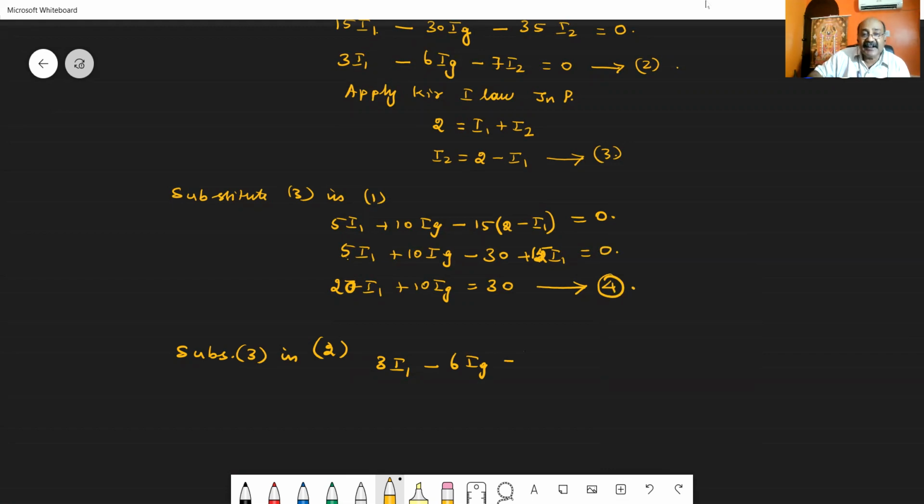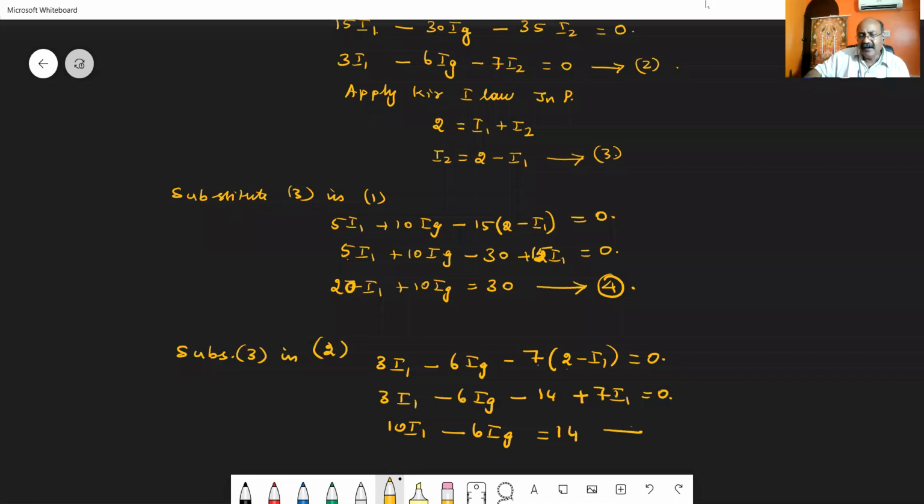Minus 7 into I2. What is I2? 2 minus I1 is equal to 0. Now you simplify: 3I1 minus 6Ig minus 7 into 2, that is 14, minus of minus plus 7I1 is equal to 0. Now you do one thing, this 7I1, isn't it? 7I1 added with the 3I1, I can get 10I1 minus 6Ig is equal to 14. Take this as equation number 5.